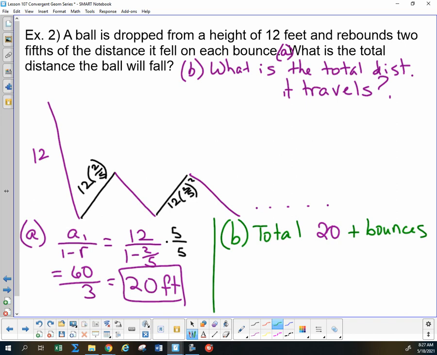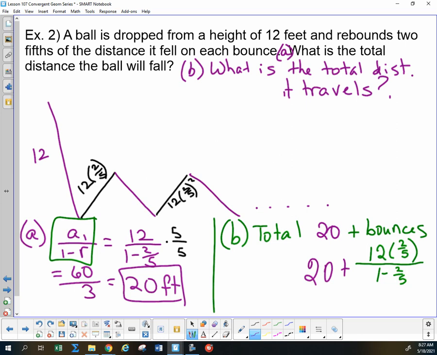Okay, good thinking. You're on to the easy way. And because I want to do it both ways, one way you could do it is to say, just for the bounces, the first bounce is 12 times 2/5 over 1 minus 2/5. It has a different first term if we are plugging into the formula for the infinite sum. And so the hard way would be to take 20 plus whatever that is.